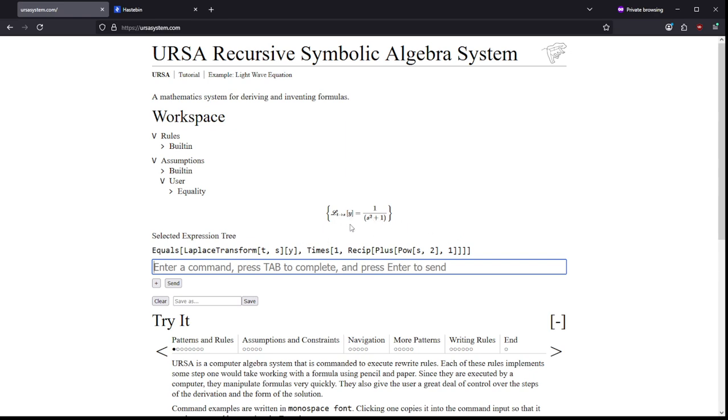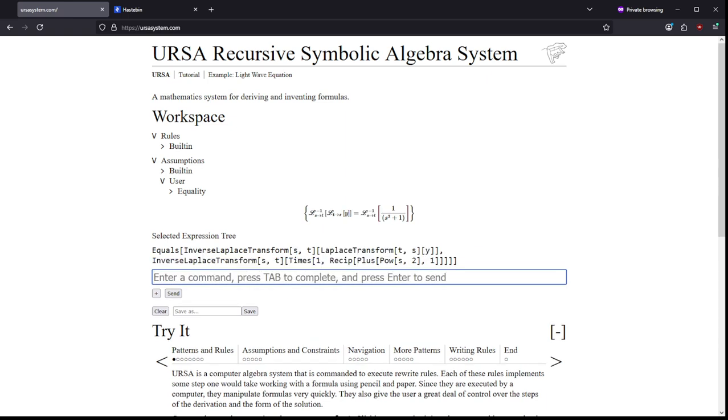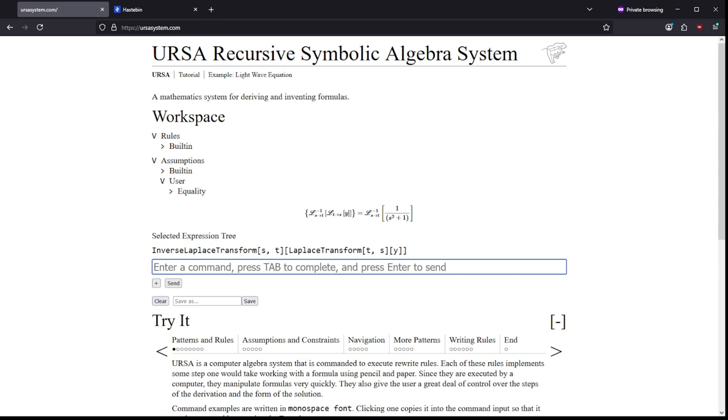I ran flatten before I ran simplify because there's a little bit of an issue with the simplify rule, but the math is correct. Anyway, we just need to take the inverse Laplace transform of both sides now, from s to t. And then on the left-hand side, we can just cancel that.